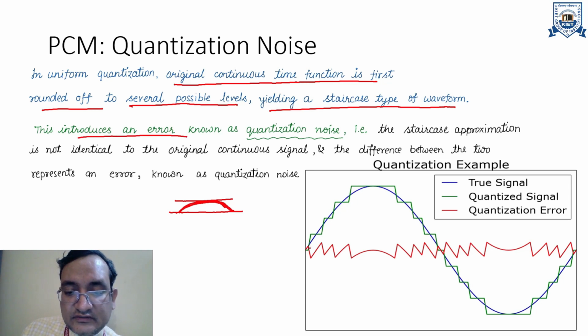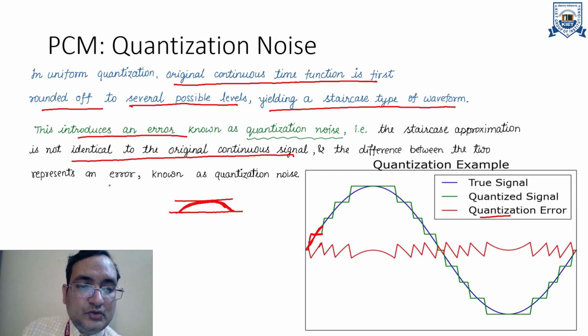You can clearly see that this is the actual signal, but the quantized value is this one. So this is the difference between the quantized value and the actual signal value. At this point, as the signal is higher, the voltage is going towards the high side and so on. The true signal is represented in blue, the quantized signal in green, and the quantization error in red. The staircase approximation is not identical to the original continuous signal. You can clearly see that, so the difference between the two represents an error.